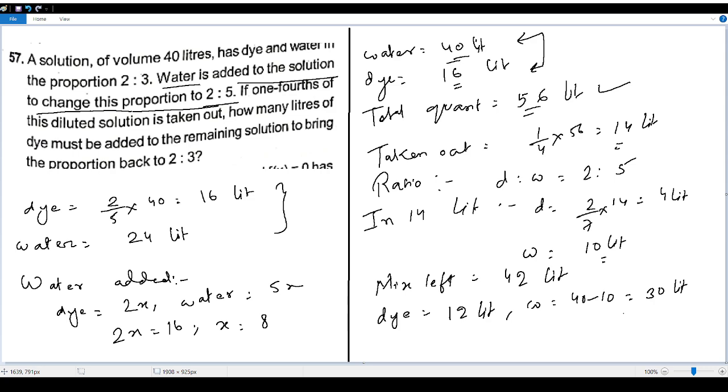Yes, sir. Shitama? Yes, sir. Sure? Yes, sir. Okay.